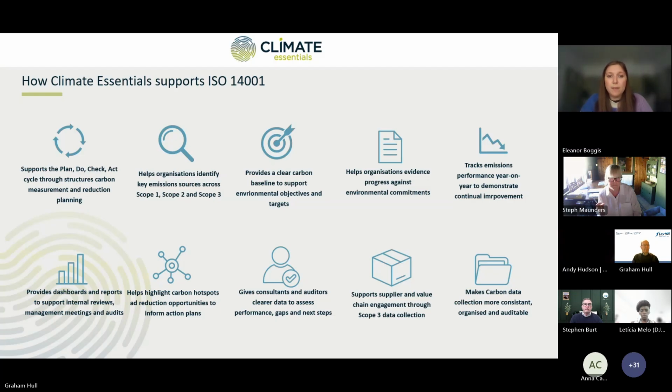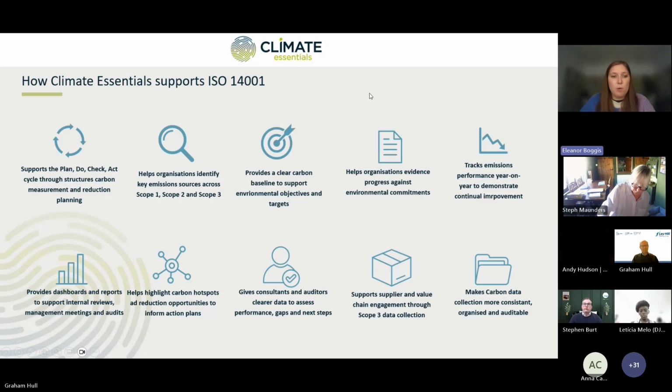A clear carbon baseline. As many of you know, for net zero you're going to need to set a baseline. That's the start of your carbon measurement, and all your reductions are going to be measured against that baseline, so through the platform you can create that baseline. It helps you evidence your progress against your environmental commitments, so you'll get those reports every year.